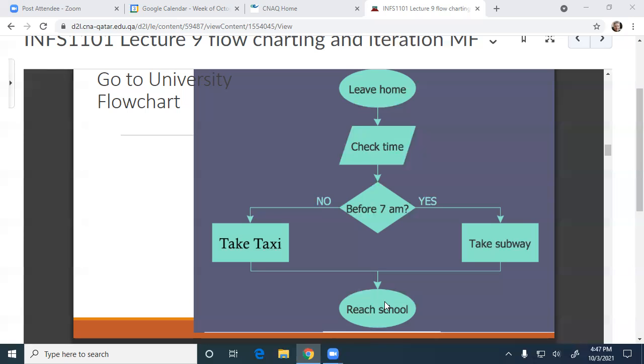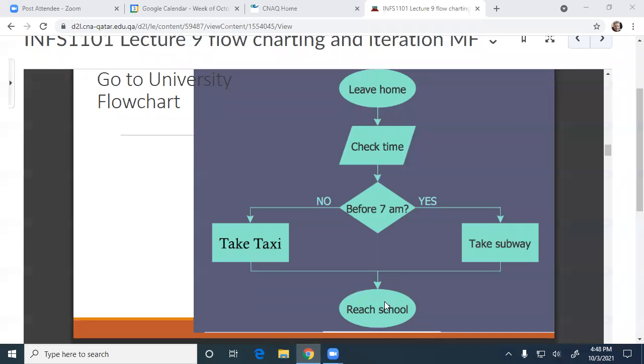Okay, in this case, it must be input. So we checked some input, then we tested it. So we got a decision. Based on that decision, if this time was before 7, then we take the subway. There's a process. A process has a rectangular shape, and that will reach school. If it's not, then we take a taxi, which will cost more, and we reach school and just paid more money. So there's a flowchart.